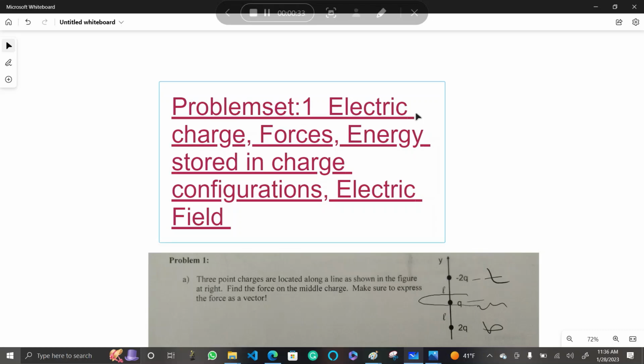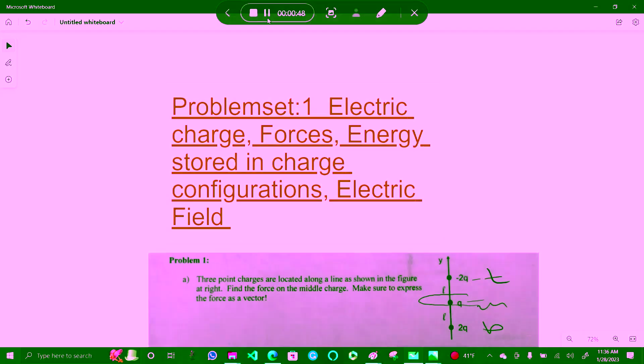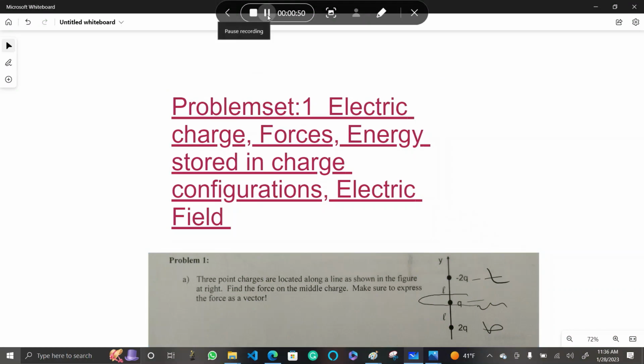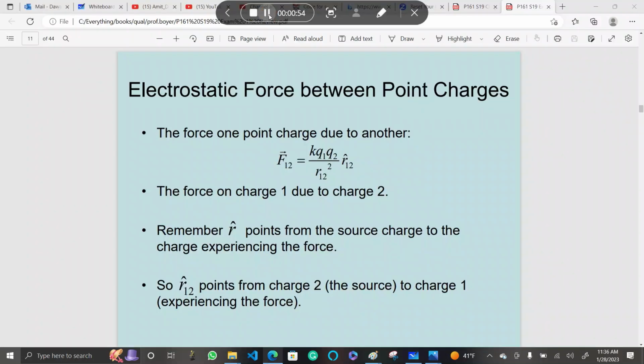So let's start today's discussion with the very first problem set on electrodynamics: electric charge, forces, energy stored in charge configuration, and electric field. Before entering this part, let's shortly revise the basic theory involving the electric forces and the electric field between two charges. Well, so I have two charges, Q1 and Q2.